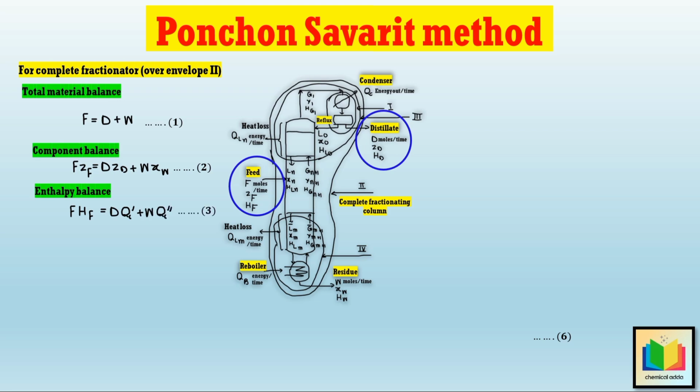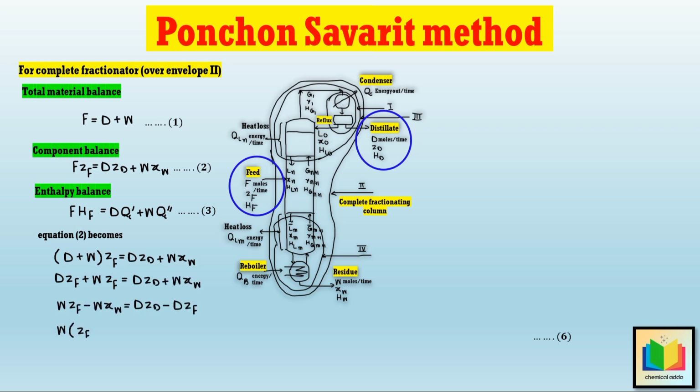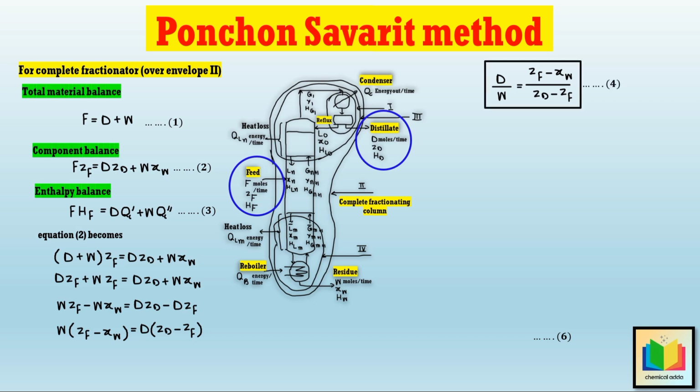From these three equations, let us find out the equation of a straight line, like the rectifying and stripping section. So, let us eliminate the value of F from equation 2, by putting the value of F from equation 1. Hence equation 2 becomes... After solving the equation, we get... After rearranging the terms, we get D by W is equal to ZF minus XW divided by ZD minus ZF.